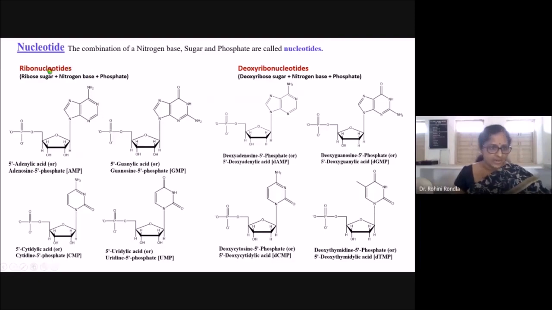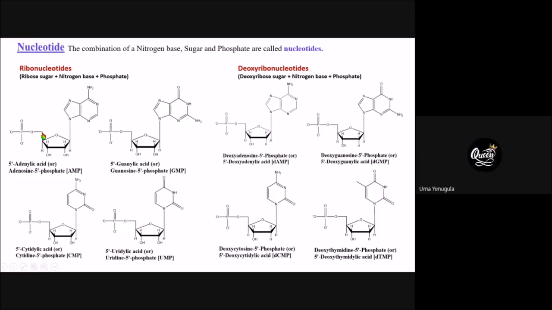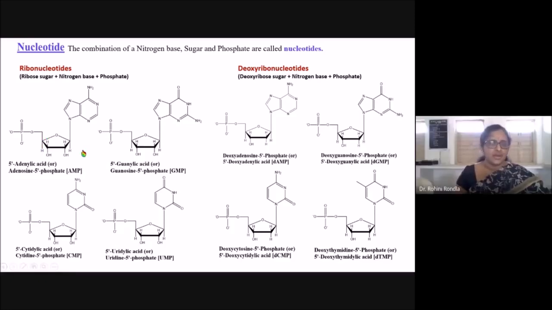If you take RNA, what is the name? Ribonucleotides. If you take DNA, deoxyribonucleotides. The structures are very similar, but the difference is in the sugar. Here OH is there in the RNA, but only 2 hydrogens are there in the DNA sugar. See adenine, sugar and phosphate group. The phosphate group is attached at which carbon? 5th. Very good. C5. 1, 2, 3, 4, 5.